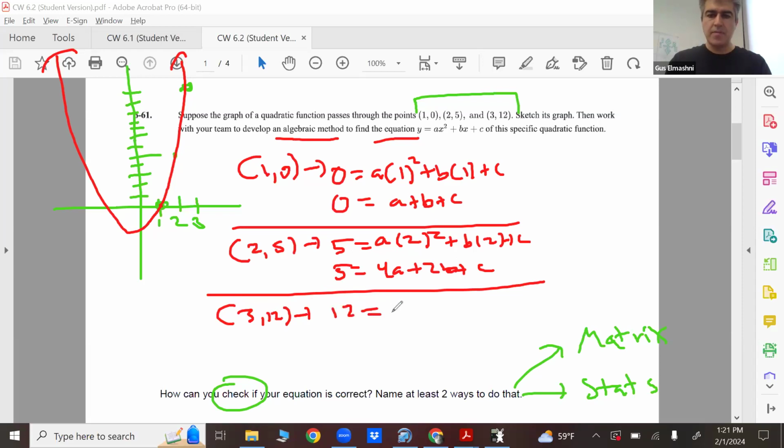12 equals A times 3 squared. Does it make sense what I'm doing? Why I'm doing this? Right? Because you're plugging in for X and Y in each case.